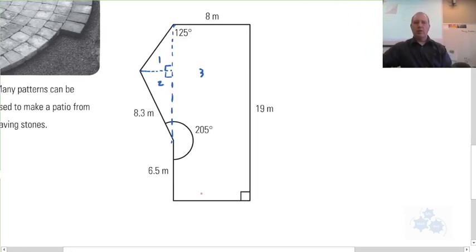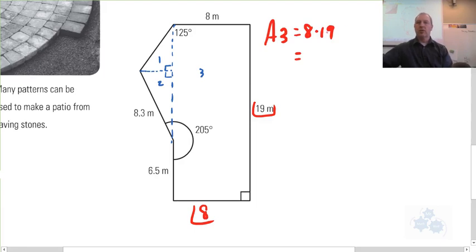Okay, so what is this rectangle? This is 8 by what? 19. Okay. So the area of number 3 is 8 times 19. That's going to be whatever that is, meters squared, right? So let's see. 8 times 20 is 160, so it's 152. Yeah, 152 meters squared for number 3.